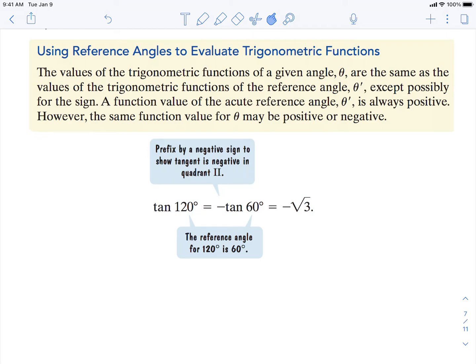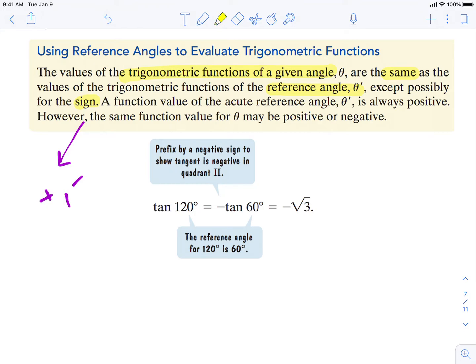All right, we're going to use reference angles to be able to evaluate the trigonometric functions. The values of the trigonometric functions of a given angle are the same values as its reference angle. So the trig functions for the given angle are the same as the reference angle, except possibly for the sign. So sign means it could be a positive number or it could be a negative number.